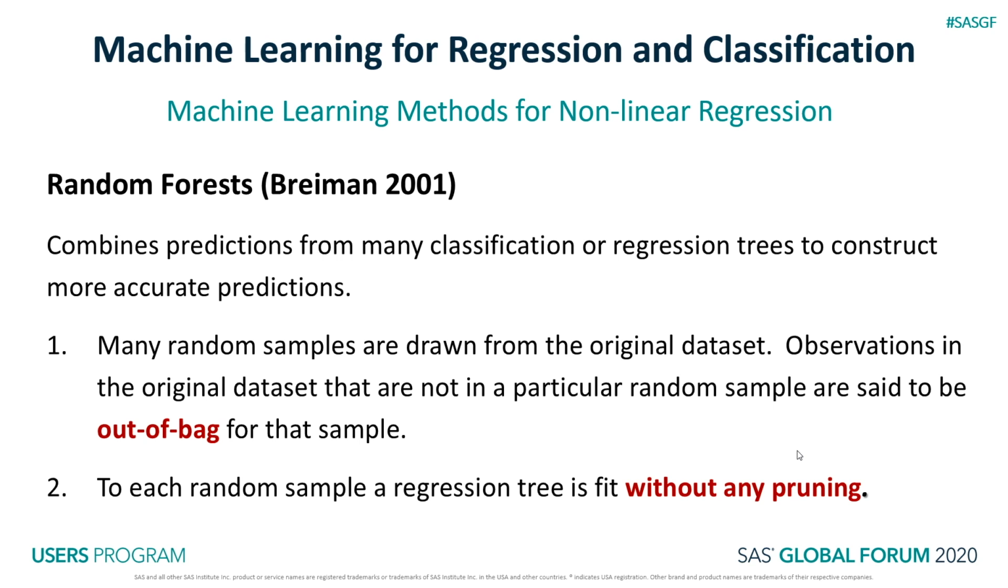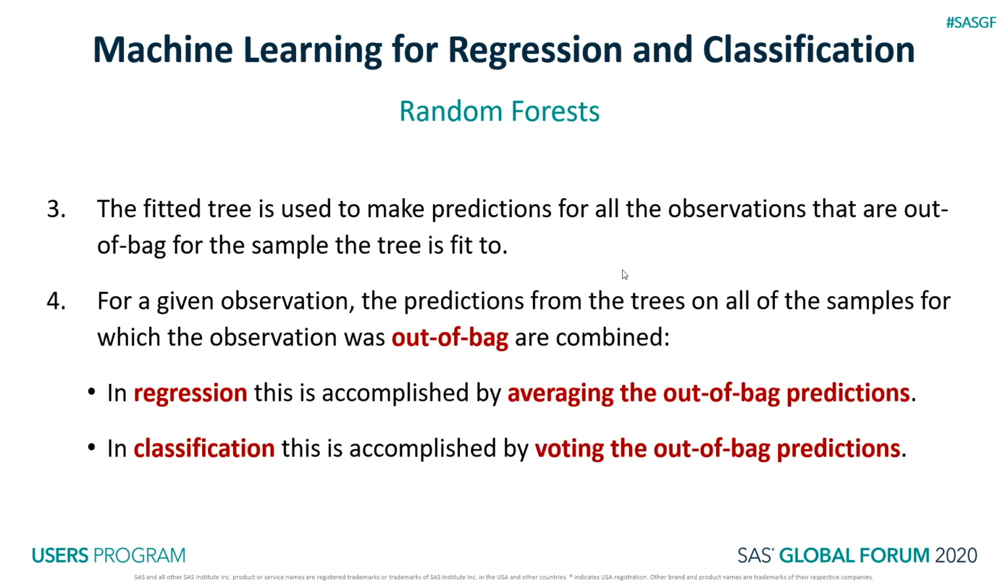So the basic algorithm for random forests goes as follows. Many random samples are drawn from the original data set. The observations in the original data set that are not part of the random sample are said to be out of bag for that sample. To each sample, a regression tree is fit without any pruning, so it's a fully grown tree, and it does indeed overfit the data. The fitted tree is then used to make predictions for all the observations that are out of bag for the sample that the tree is fit to.